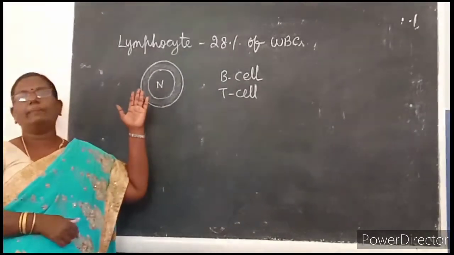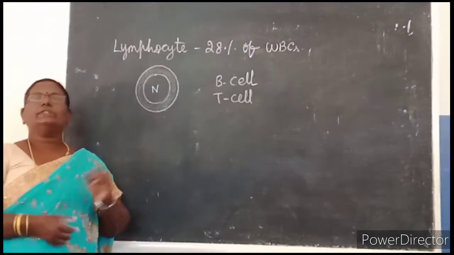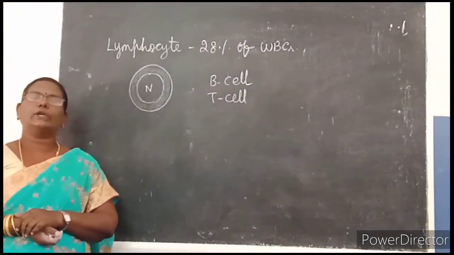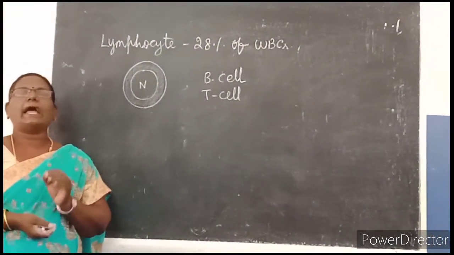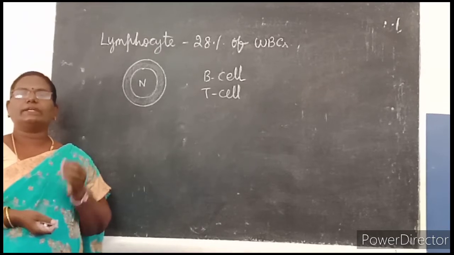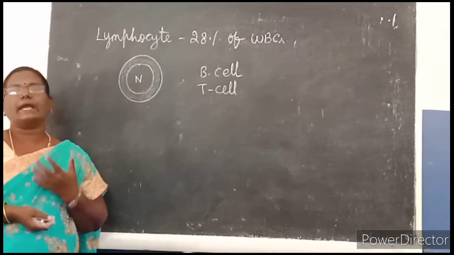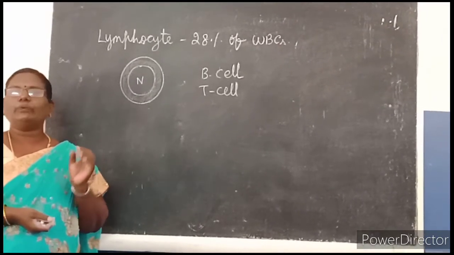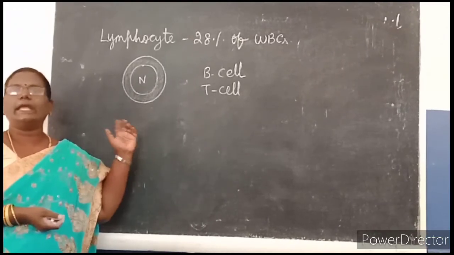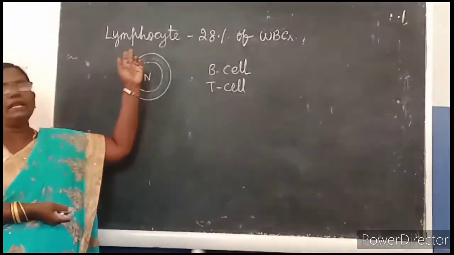So next we learn about the lymphocyte. This lymphocyte is an agranulocyte. A means what? Absence. Granules means what? Tiny particles in the cytoplasm. If the granules are absent, then it is known as what? A agranulocyte. First one is a lymphocyte.